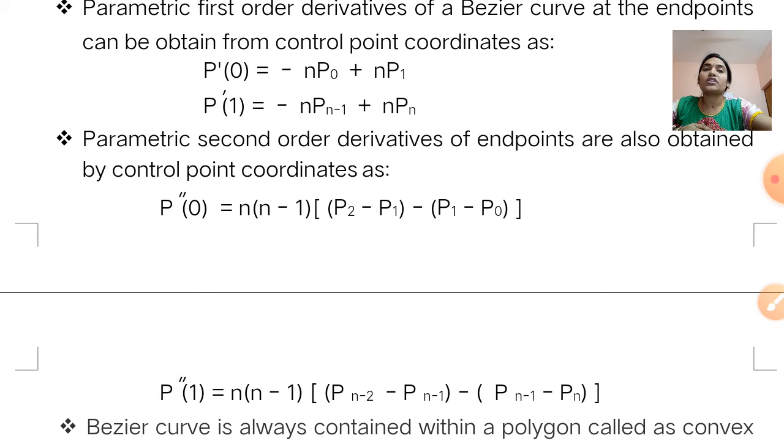In this way we calculate it for the first point, and P''(1) means the last point. P''(1) equals n into (n-1) into ((P(n-2) minus P(n-1)) minus (P(n-1) minus Pn)). So in this way we can use the parametric first order and parametric second order derivatives to calculate at the endpoints.